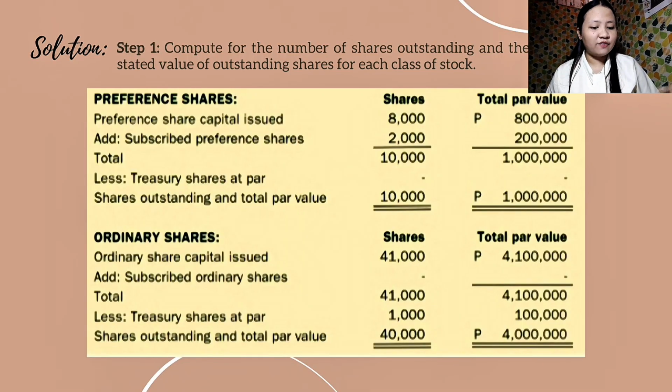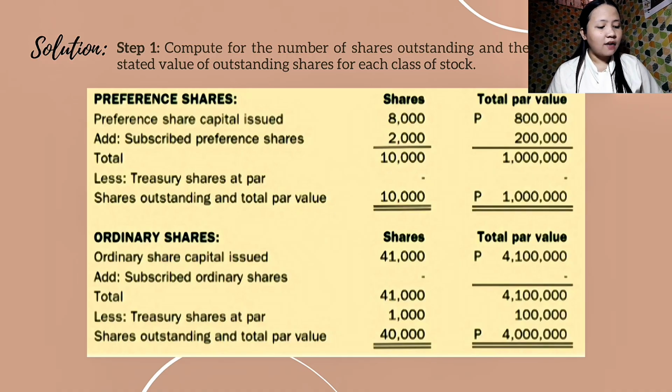Let's first solve the first consideration or required on that illustration problem. So, as I said, we will be solving for non-cumulative and non-participating, okay? So, in the tabular approach, we only have 3 steps. The first step is to compute the number of shares outstanding and the total par value of outstanding shares for each class of stock. So, we will be determining the number of shares outstanding for the preference share and the ordinary shares.